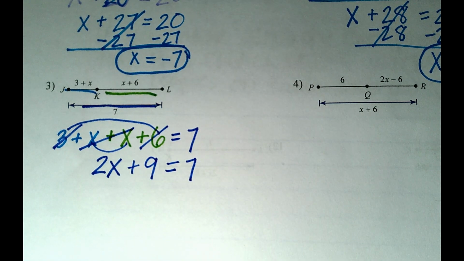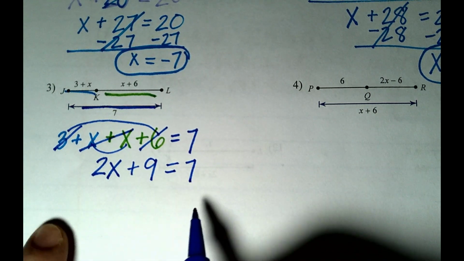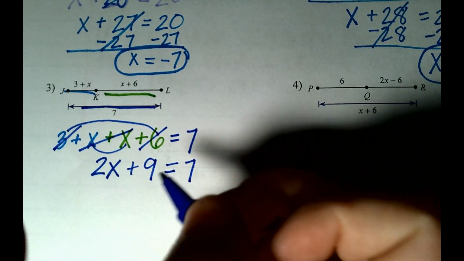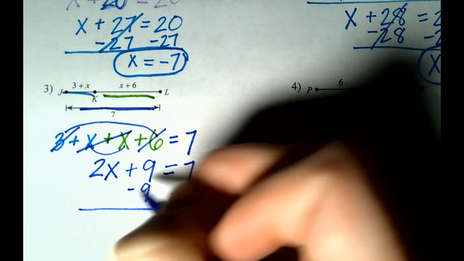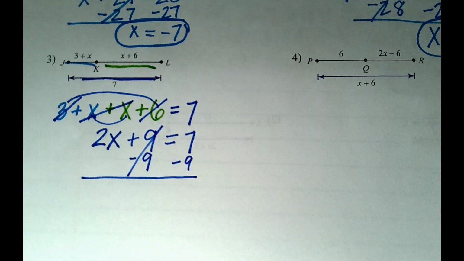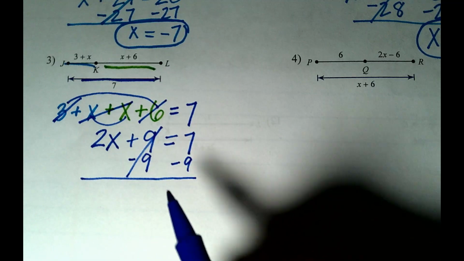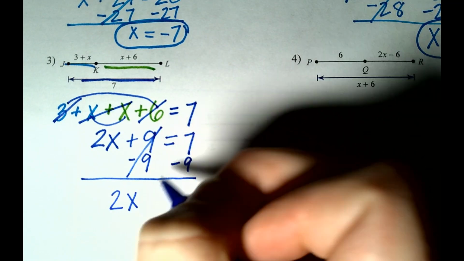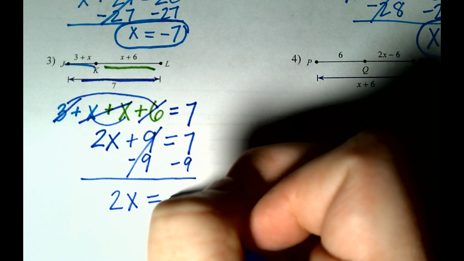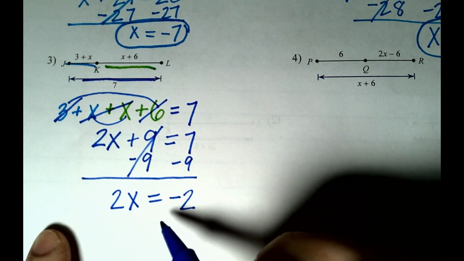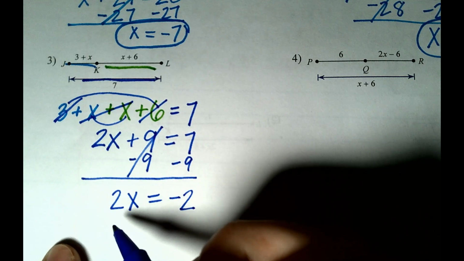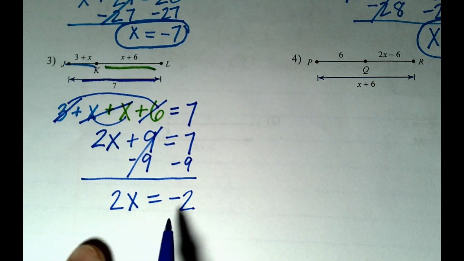Now what do I do? Subtract 9 from both sides. Both sides, good. Those will cancel. Then what? 2x equals negative 2. Divide by 2, so it's negative 1. Negative 2 divided by 2.